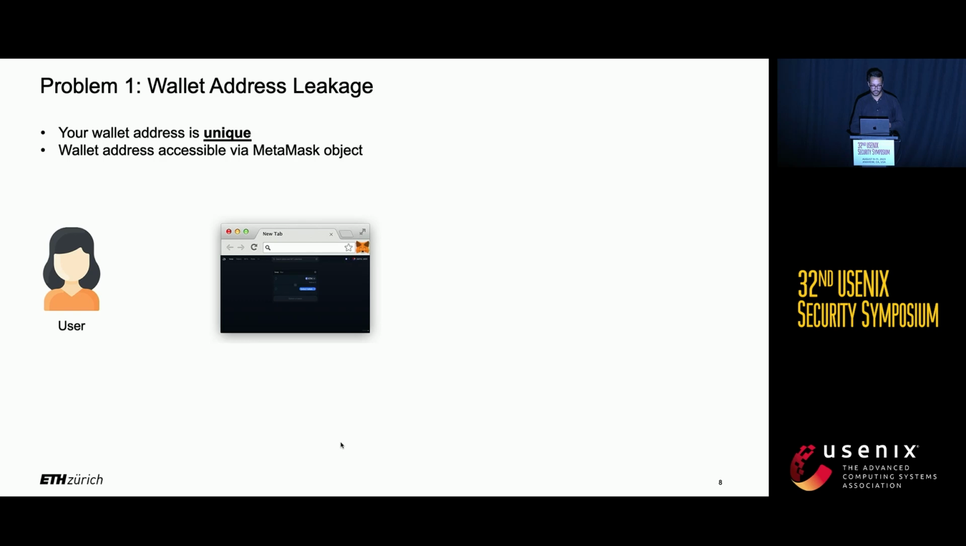Okay, so the first problem is wallet address leakage. Your wallet address is kind of unique, right? It's like a bank account number. And this wallet address is provided to the website via a JavaScript object that MetaMask injects into the website. But this object does not make a difference between the website or a third-party script. So any third-party script that is included in that website, if you connect to the website, will have access to your wallet address as well.